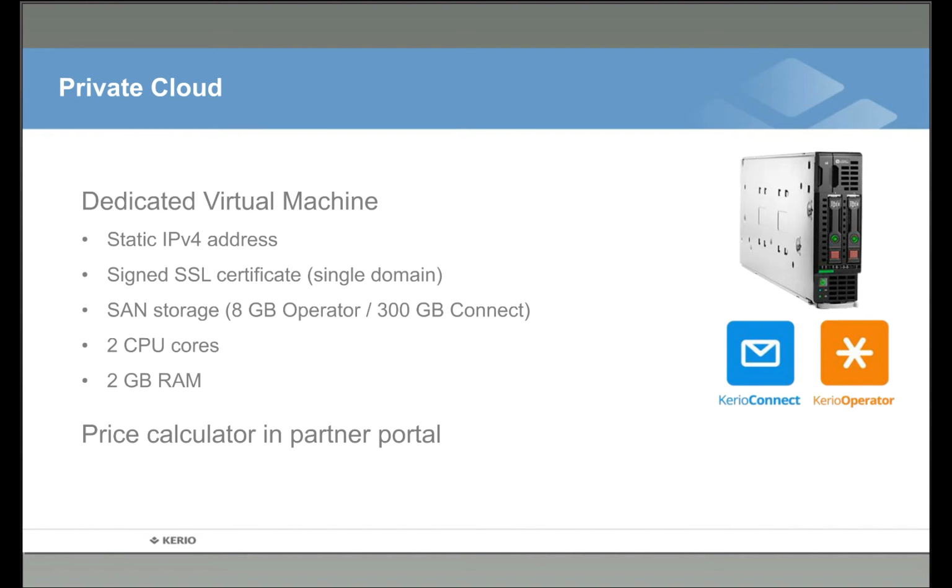The primary SAN storage that comes with the dedicated virtual machines is 8 gigs for an operator server and then 300 gigs for Connect server. That's the base configuration. The base configuration also includes 2 virtual CPU cores as well as 2 gigs of RAM.